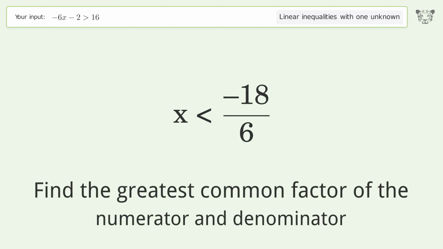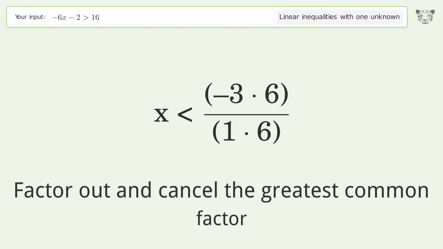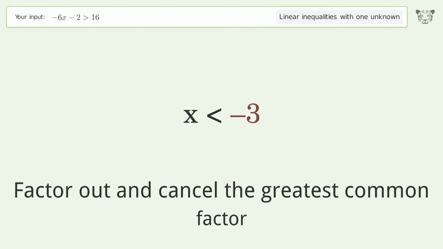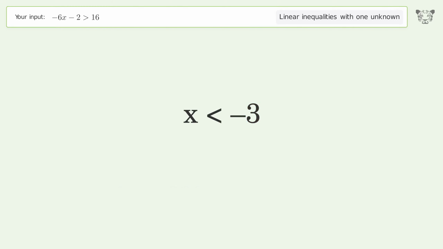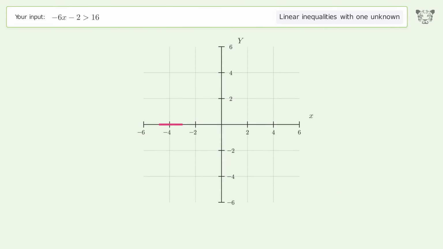Find the greatest common factor of the numerator and denominator. Factor out and cancel the greatest common factor. Plot the solution on a coordinate grid. And so the final result is x smaller than -3.